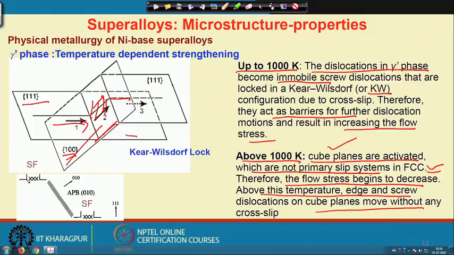Here I also show you a stacking fault, and these two stacking faults, due to two different partials, are lying on this plane of 1-1-1, and I have another configuration of this kind of KW lock. So this is a typical KW lock on a cuboidal plane. We can see that there are many different reasons and mechanisms involved in the strengthening in detail. So, thank you very much. We will continue the discussion in the next class.